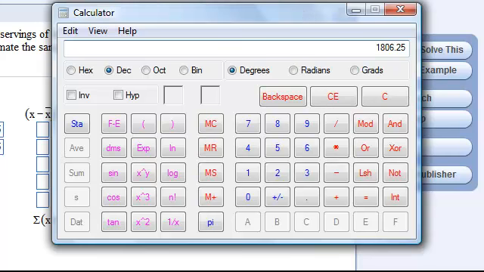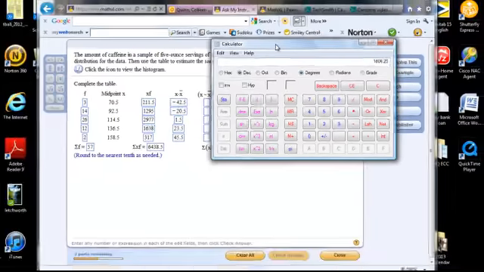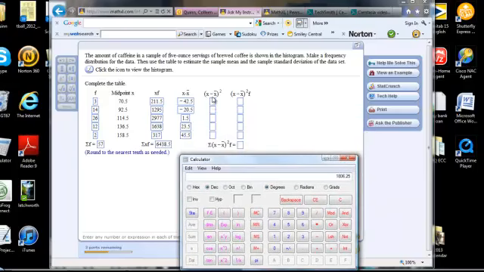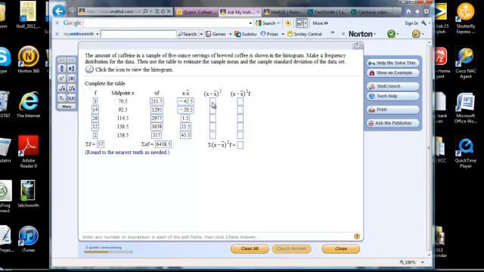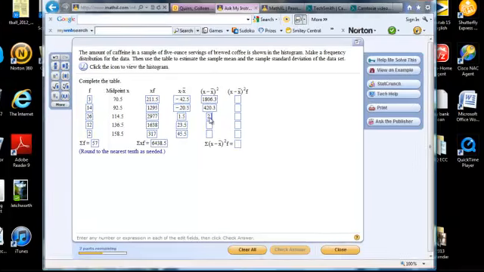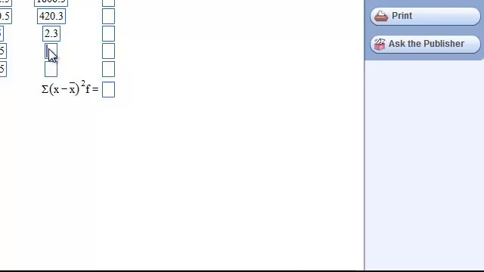So it's 1,806.25. But again, the directions for MathXL want us to round to the nearest tenth. So that means it's going to be 0.3. And all of these are going to end up being something 0.3. So this is 1,806.3, 420.3, 2.3, 552.3, and 2,070.3.